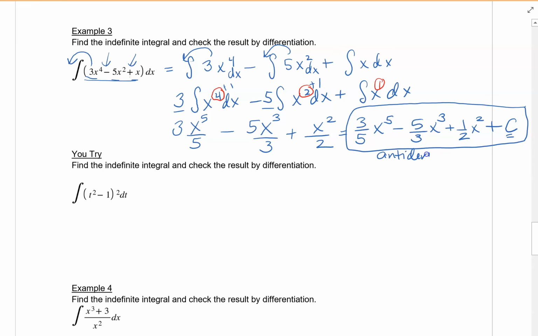And there would be our antiderivative of this function. This is the function that if I took the derivative of it, would give me this. Why don't you try this one here?